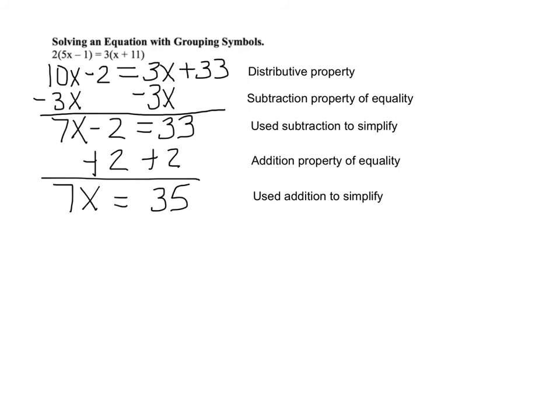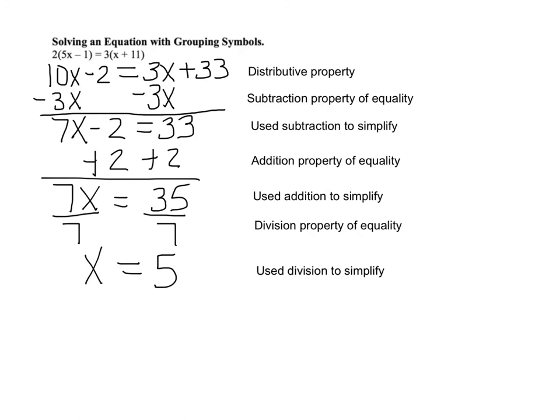Now we have to get the x alone, and since 7x is actually multiplication, we're going to divide by 7. And that's using the division property of equality. 7x divided by 7 will just give us x. 35 divided by 7 gives us 5. And we use division to simplify and get our final answer.